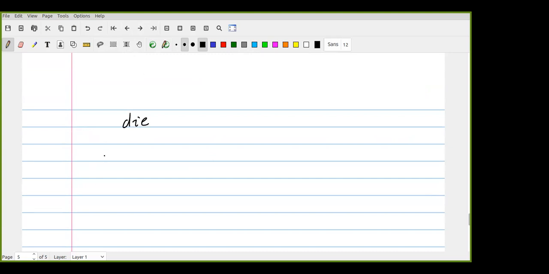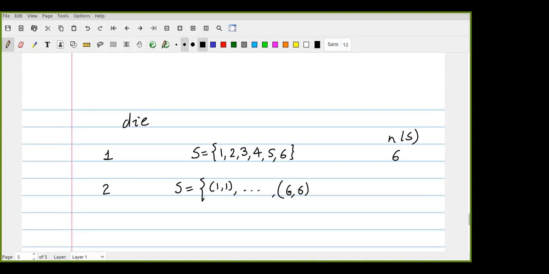So in case we have one die, the sample space is 1, 2, 3, 4, 5, 6, right? And the number of sample points is how many? 6. Similarly, when two dice are thrown, the sample points start from 1 comma 1, then 1 comma 2, and so on till 6 comma 6. And these are 36.